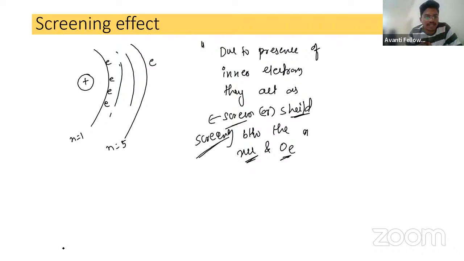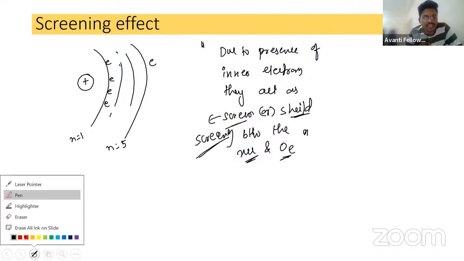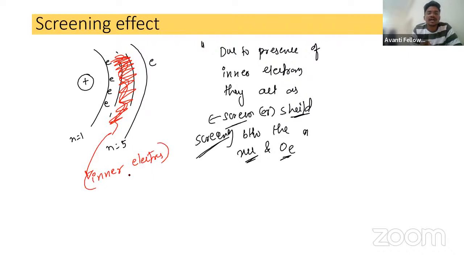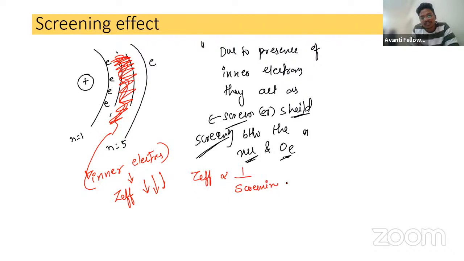Very simple, in layman language. It is due to the presence of the inner electrons. These, the red ones, are the inner electrons. Due to the presence of inner electrons, they are acting as shielders. So that's why they will decrease the Z effective. More will be the screening, less will be the Z effective. We can clearly say that Z effective is inversely proportional to the screening effect.